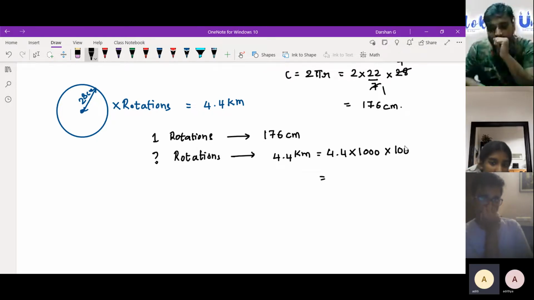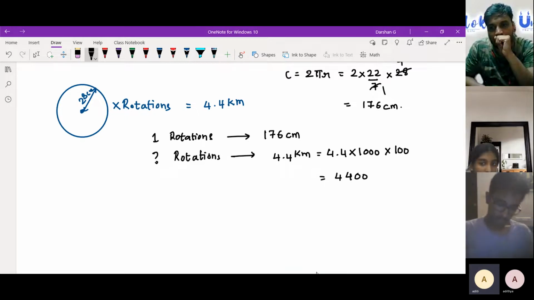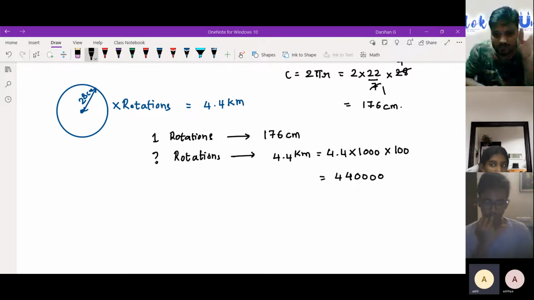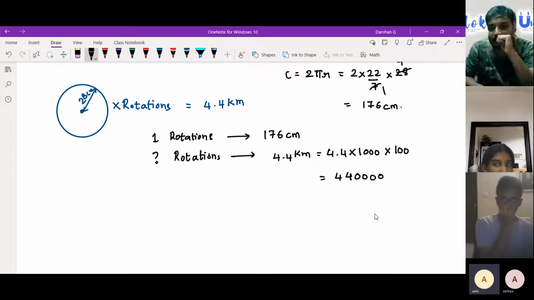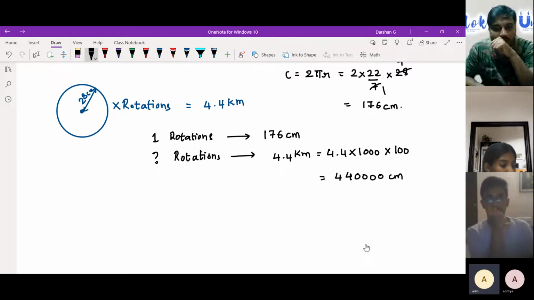So what's the answer, Shruti? Can you tell properly with the number of zeros? 440000. One zero less. Yes, sir, it's not 5 zeros, it's 4 zeros, right? Yes, 44000 centimeters. Correct. Thank you, Shruti.